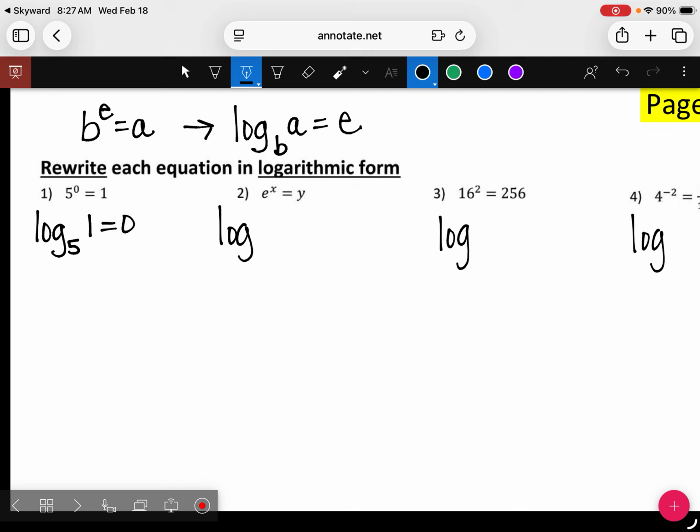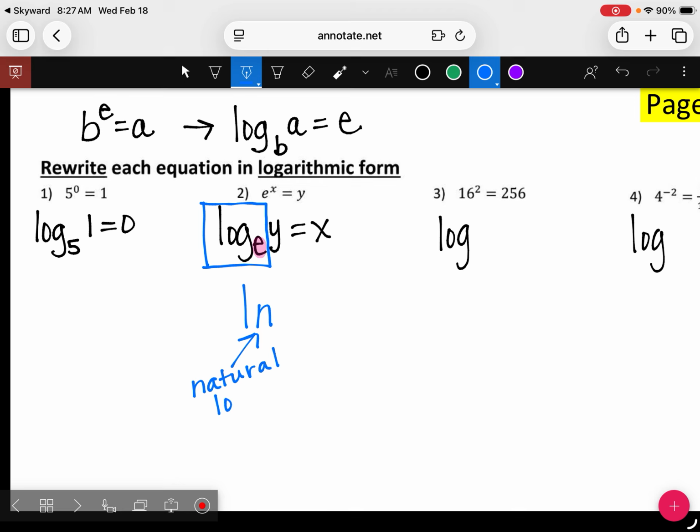All right, so for number 2, it's log little bitty e y equals x. But I want you to know that this is the same e that we used when we did PERT, so this is actually special. Anytime you come across a log with a little bitty e, it changes to a ln, and that ln means natural log. That's what it should be, NL, but they reversed it.